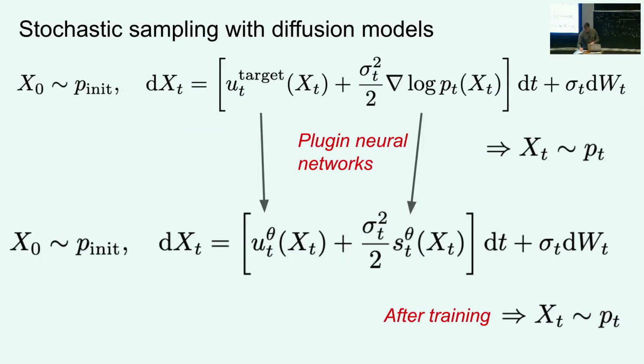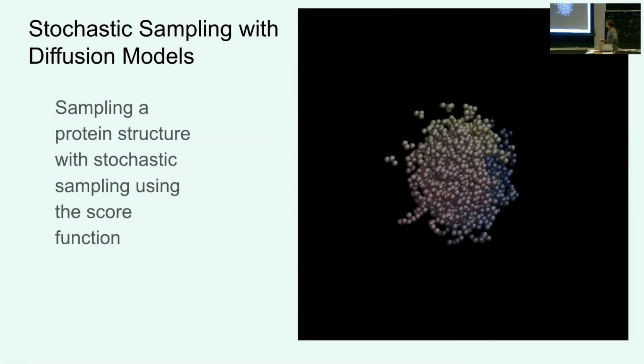Okay, so what are we going to do now? We're going to plug our neural networks into the SDE that we had shown before to follow the probability path. So we're plugging in the neural network that represents the vector field and the score network. And after training, at least training perfectly, we know that X_t follows the probability path. So we'll end up with data at the end. Cool, let's see an example of that.